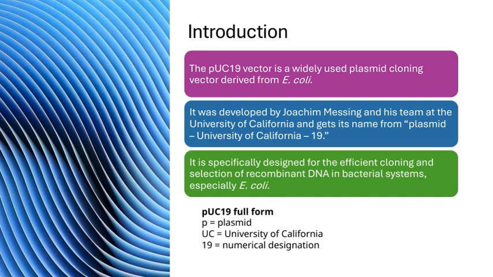Finally, the number 19 is just a numerical designation, indicating that this is the 19th plasmid in a series or collection. So, putting it all together, pUC19 is a plasmid developed at the University of California, and it's been assigned the number 19 to identify it among others. This simple name actually carries a lot of information about its origin and purpose, which is foundational as we explore how these plasmids are used in genetic research.